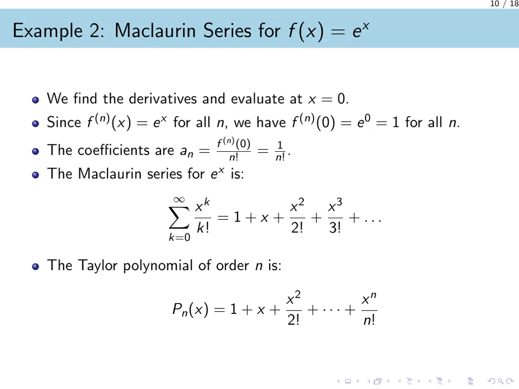The coefficient a sub n is the nth derivative at 0, which is 1, divided by n factorial. Plugging these coefficients into the series formula gives us the sum from k equals 0 to infinity of the quantity x to the power of k over k factorial. The Taylor polynomial of order n is the sum of these terms up to the nth power.